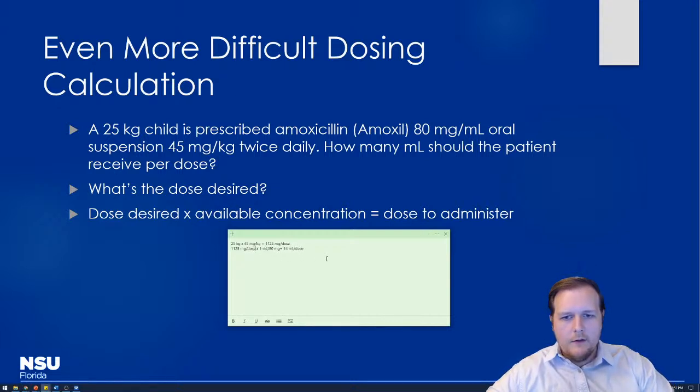As long as you keep the units straight and you can cancel all that stuff out, you're going to be good to go, right? And always figure out what am I asking for at the very end here? I need to know mLs per dose. How many mLs should the patient receive per dose? That's what you want to know, okay?